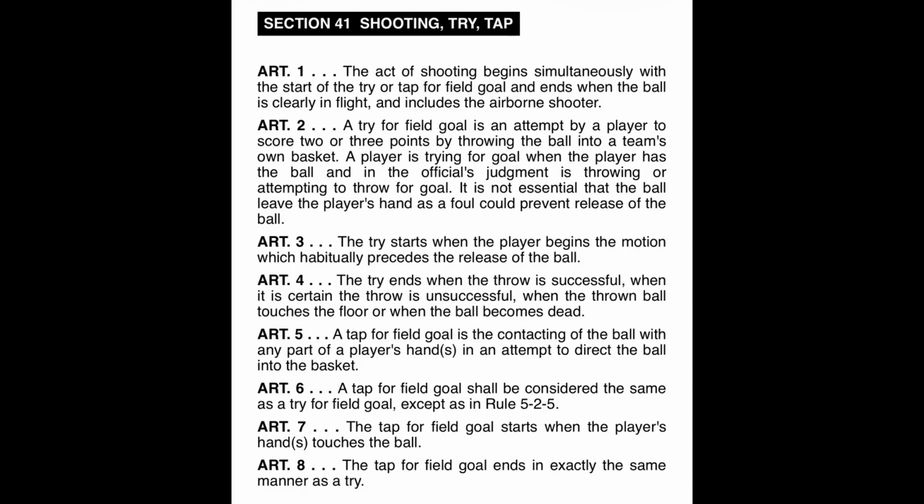A tap for field goal shall be considered the same as a try for goal itself, as stated in Rule 5-2-5. The tap for field goal starts when the player's hand touches the ball. The tap for field goal ends in exactly the same manner as a try, which means the motion preceding the shot is the beginning of a try, and the touching of the ball by a player's hand is the beginning of a tap. Now let's take a look at our play of the week.